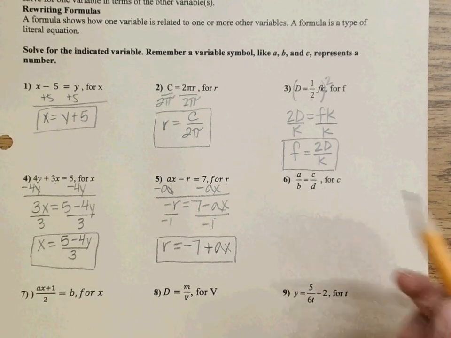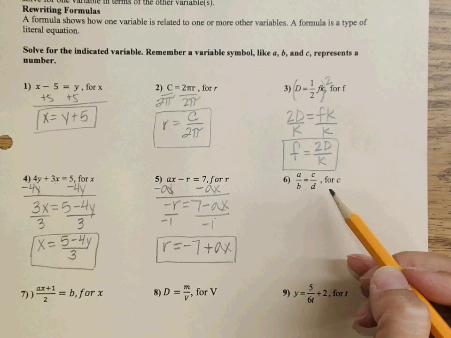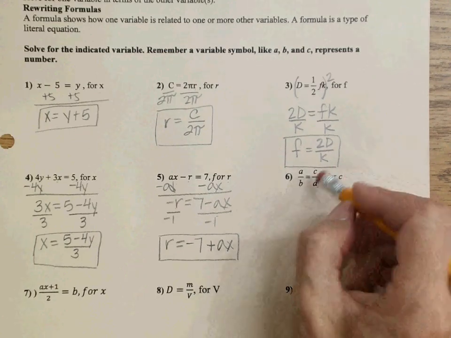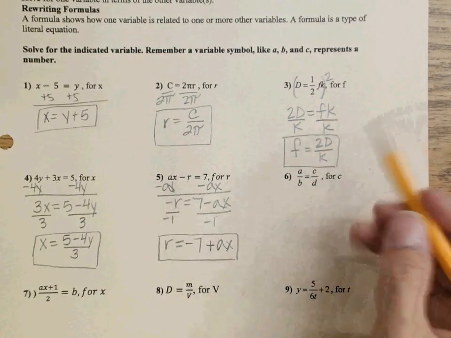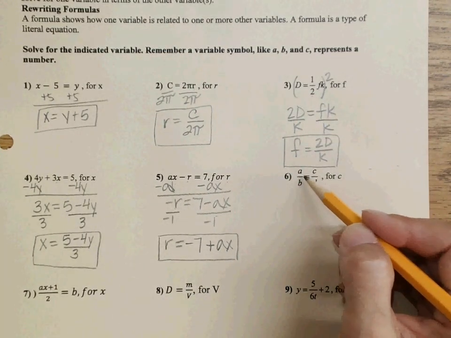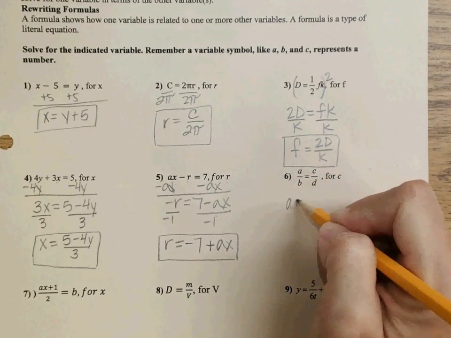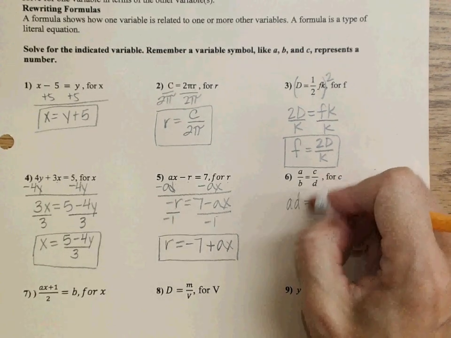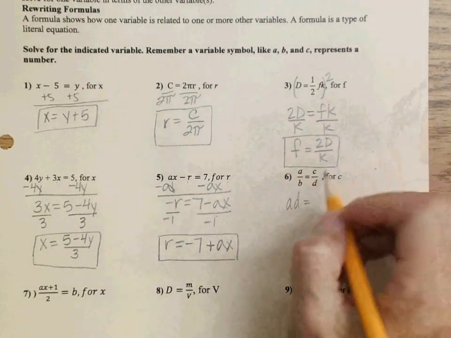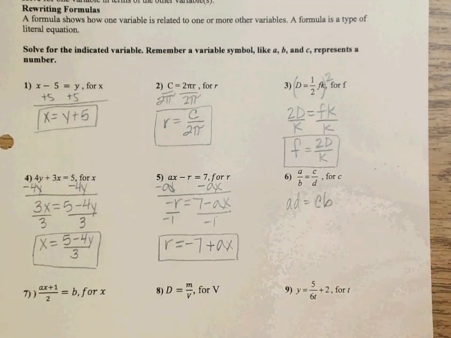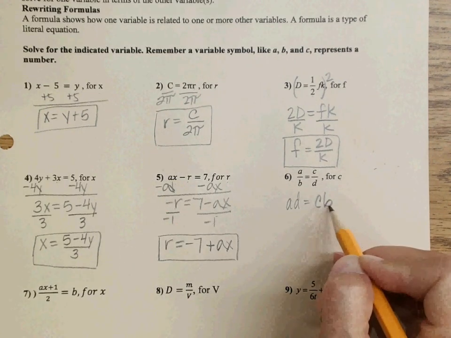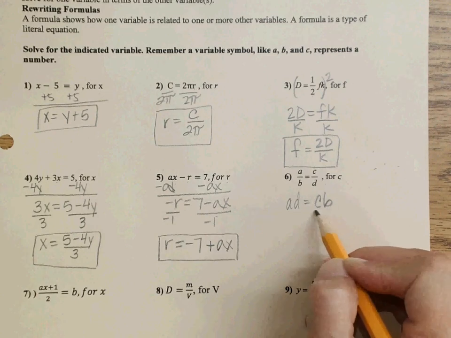Okay. Number 6. On number 6, what I have here is a proportion. So we're going to again use the strategy of proportions to solve. So I'm going to cross multiply. So a times d is equal to C times B. I am going to leave it as CB. We're solving for C, so to get C by itself, I have C times B. So I'm going to divide.